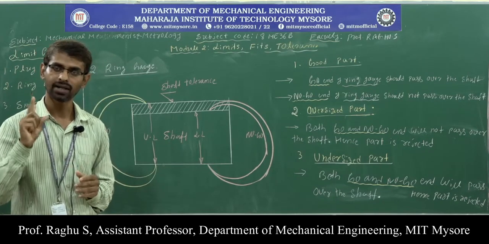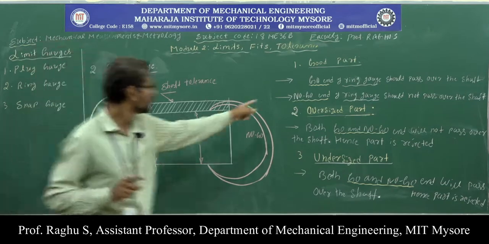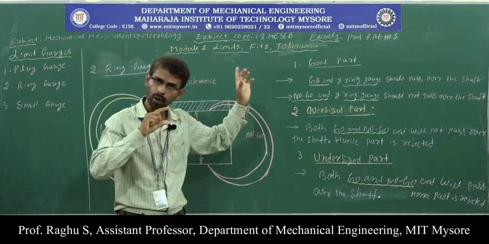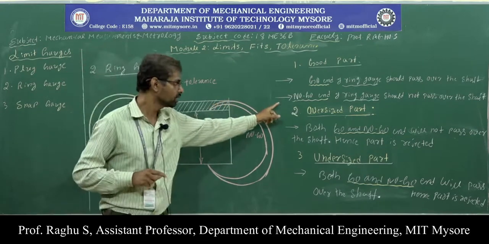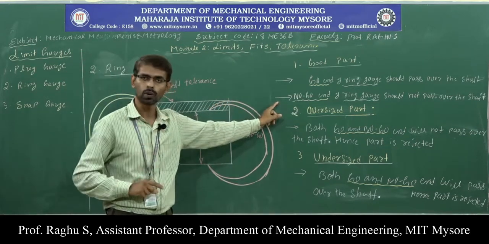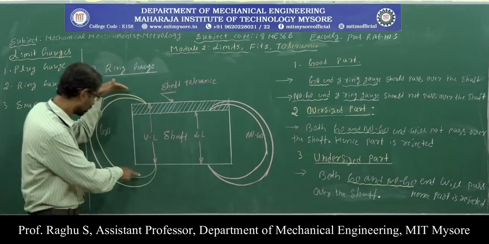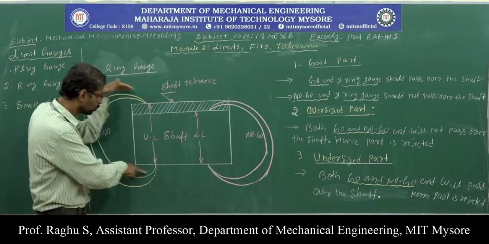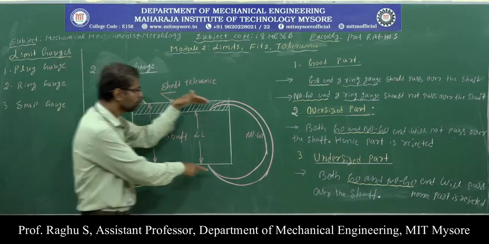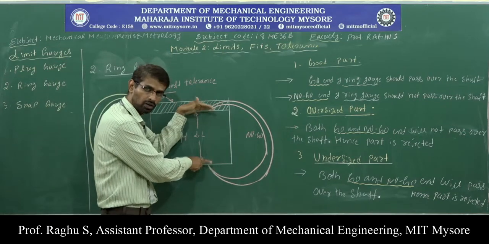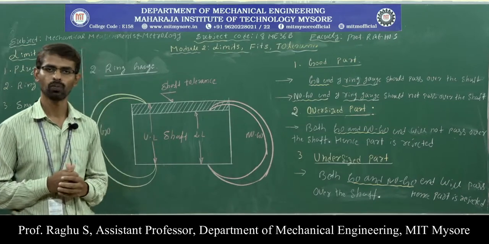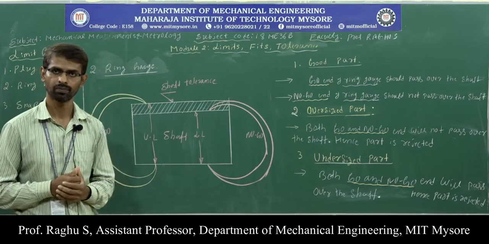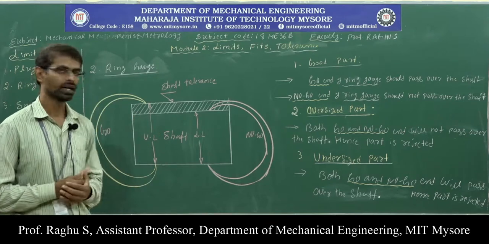So, therefore, the part is accepted only when the go ring gauge passes over the shaft, and the no go ring gauge does not pass over the shaft. The go end ring gauge should pass over this shaft, and the no go end should not pass over this shaft. Then only the part is considered a good part, or the part is accepted. So, this is about the ring gauge.